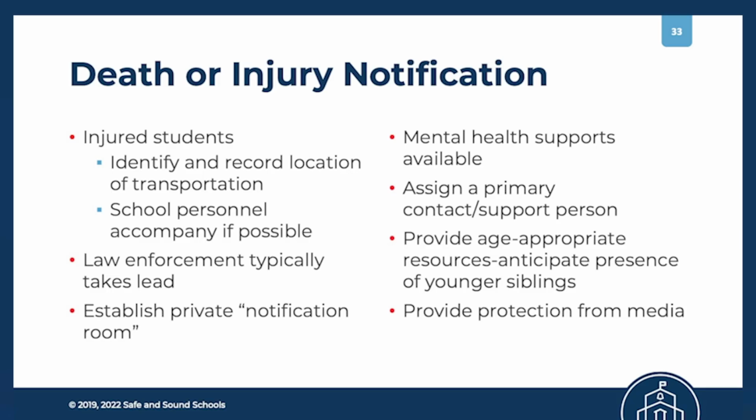So thinking about students who may have been injured or staff members who may have been injured, it's really important that we are planning to identify those individuals and record their location of transportation. For example, if students have been transported to a nearby hospital to be treated for injuries, we must be able to immediately tell their loved ones, their caregivers, their family members exactly what has happened and where they have been taken. And we must also be able to support them in getting there safely.